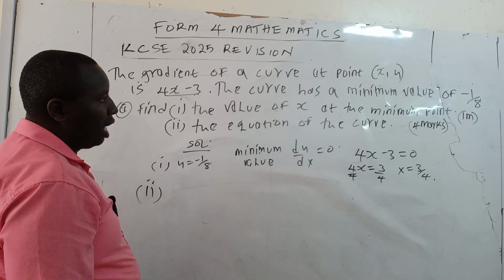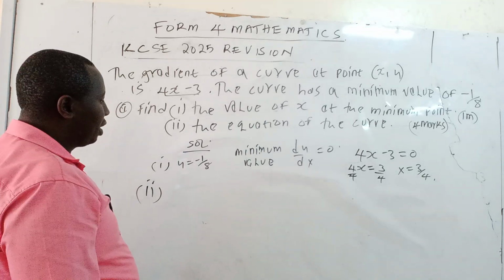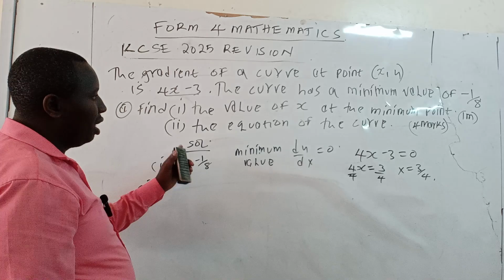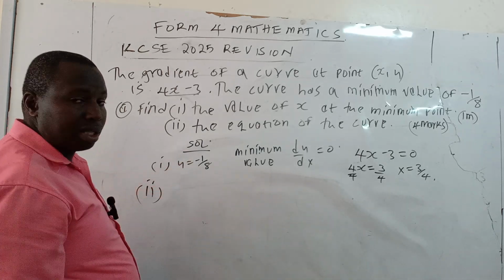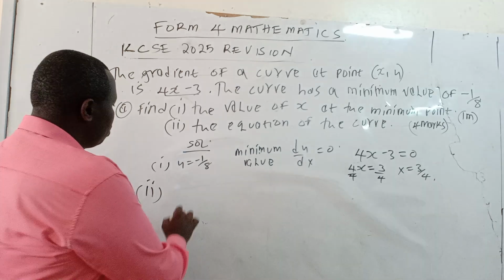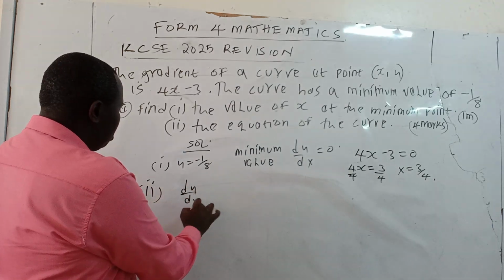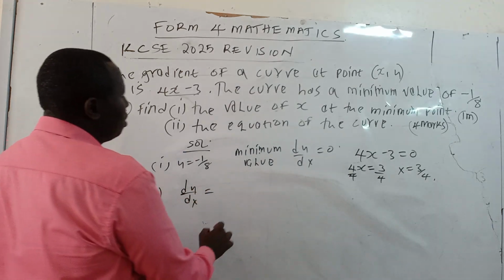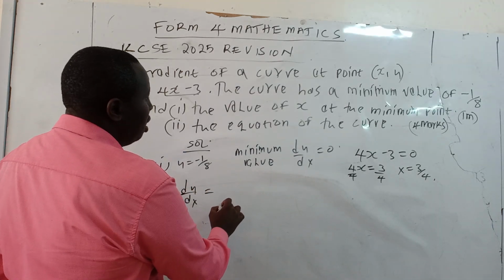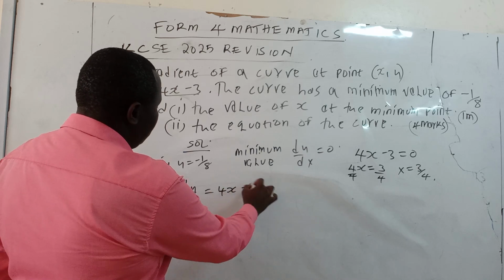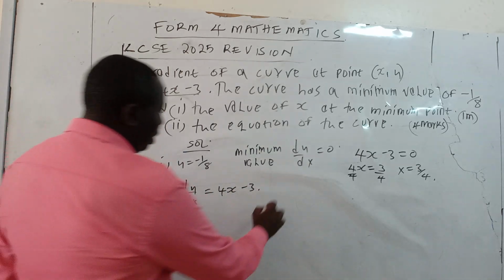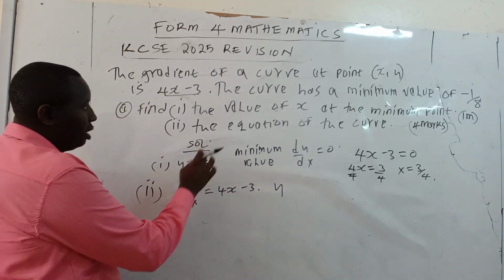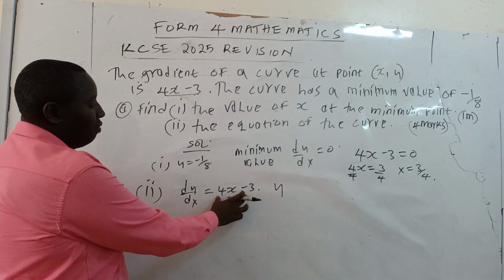Part 2: find the equation of the curve. You already have y and you already have x. So what do you do? Because you have dy/dx equals 4x minus 3, you're supposed to integrate. For you to get the equation, you integrate the gradient function.